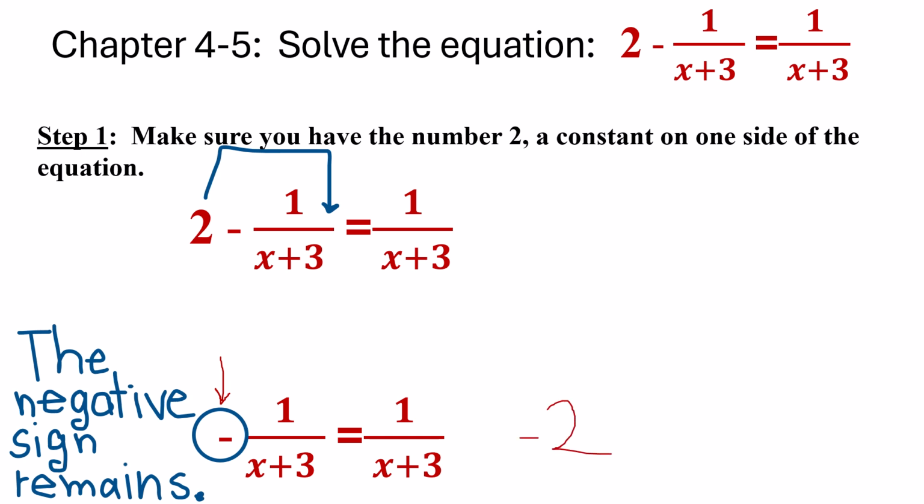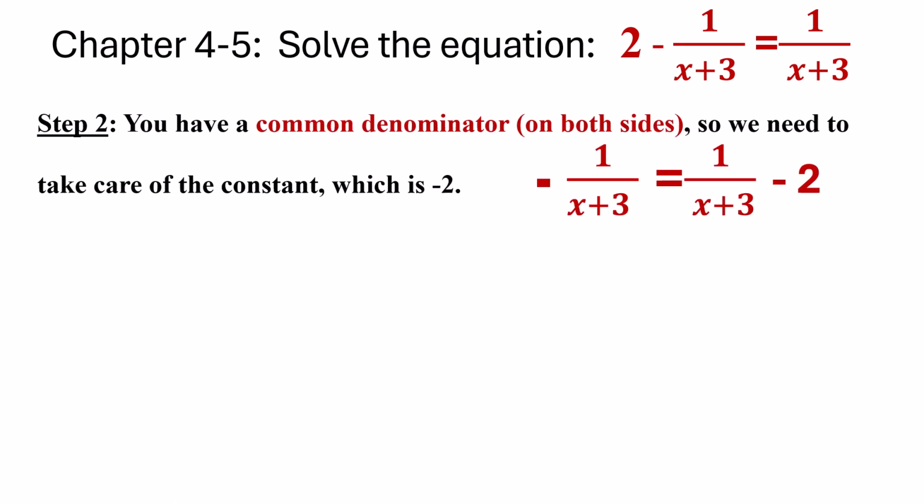Why are we doing this? Because we've got to get these fractions together. And we've got to get rid of this guy who came to the dance without a partner. Okay? We're going to dance with him for a bit, but then we have to get rid of him so that we can keep doing our dancing or moving and having fun. Just think of it like that. Hopefully you wouldn't be that rude. So you have a common denominator on both sides, so we need to take care of the constant, which is negative 2.